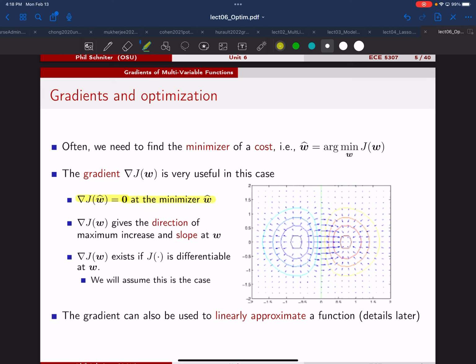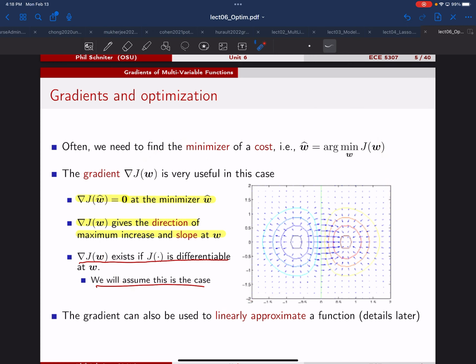Okay, as we'll see later today, we can convince ourselves that this is going to give us the direction of maximum increase and the slope at a given point W. Just as a caution, we can only compute the gradient if the function is differentiable. We'll assume that this is the case, but we should be aware that there are interesting cases where this doesn't happen. For example, if you use L1 regularization, because L1 is like the absolute value function, which is not differentiable at the origin. So if you were using L1, you can't actually use this stuff.